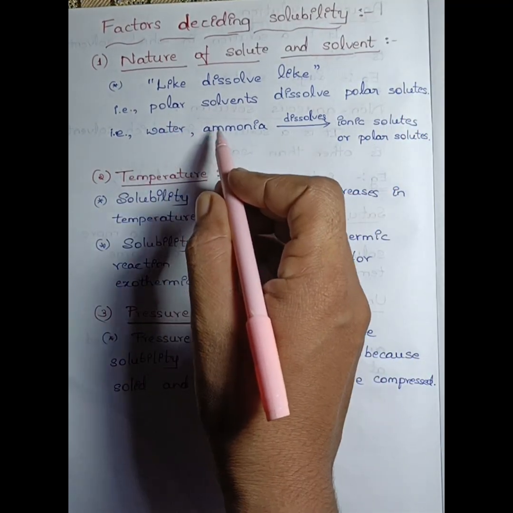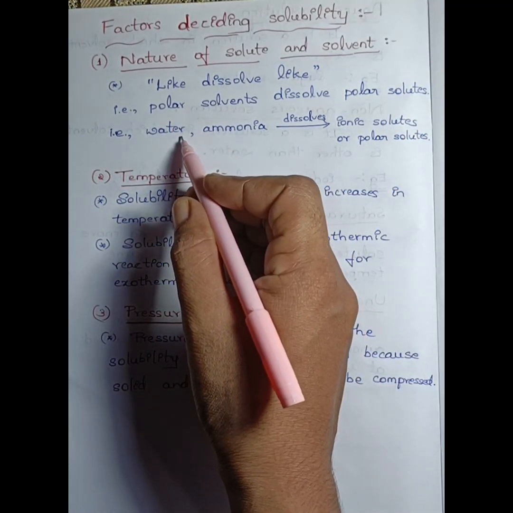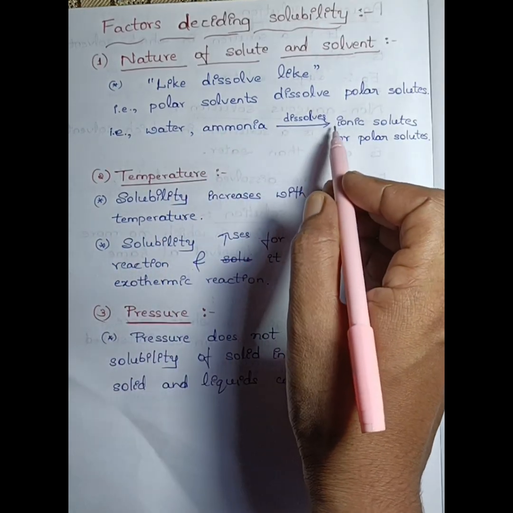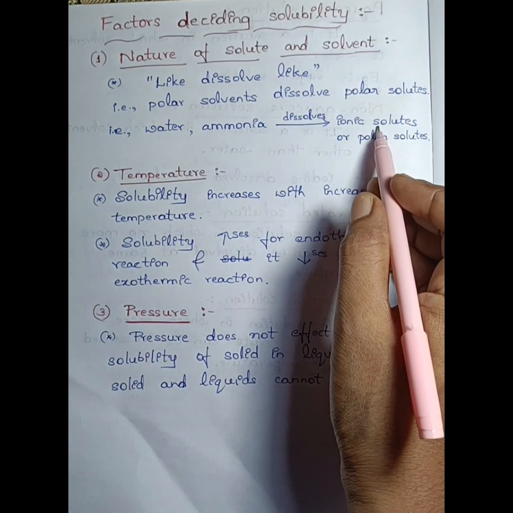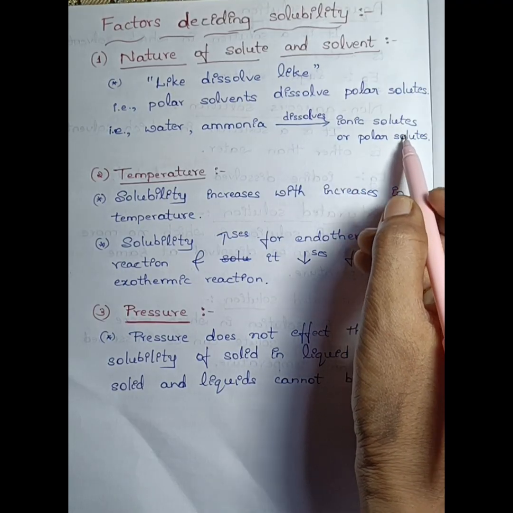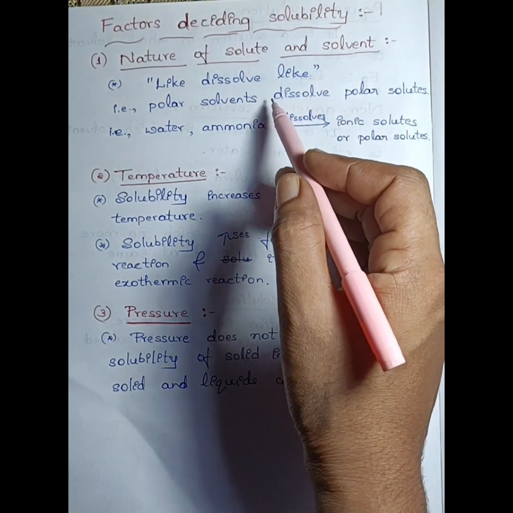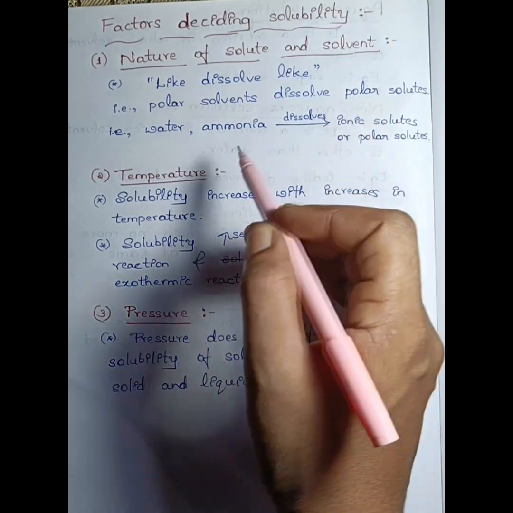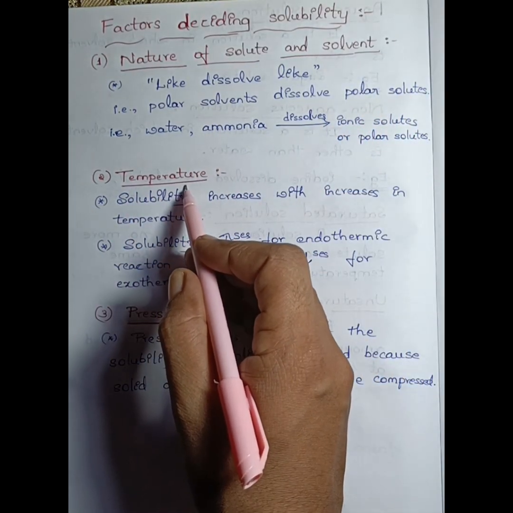That is water, ammonia. Water has positive and negative ends. Ammonia also has positive and negative ends. They dissolve ionic solutes. Example, sodium chloride, Na+ Cl-, or polar solutes. So this is nature of solute and solvent. That means polar solvents will dissolve polar solutes. Okay, so the next factor is temperature.